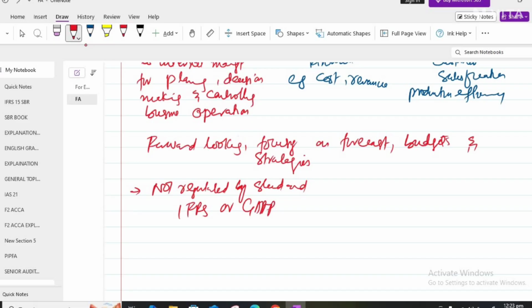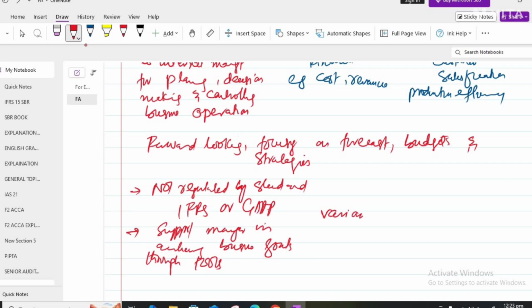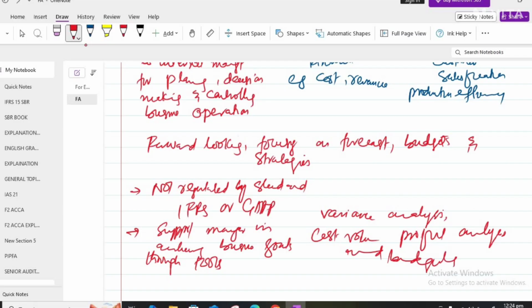You may also say that management accounting helps managers achieve their business goals, not personal goals, but business goals, through different types of tools, and the tools may be variance analysis, cost-volume-profit analysis, and budgeting. There are different types of tools. Clear? Now we have to elaborate on this management accounting with an example. That example we have previously discussed. Let's continue from the previous example.